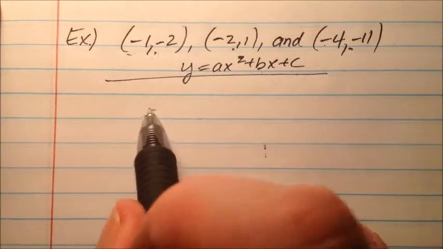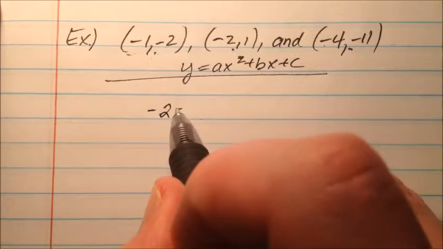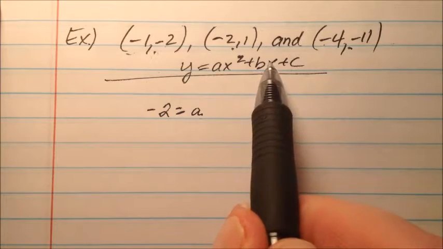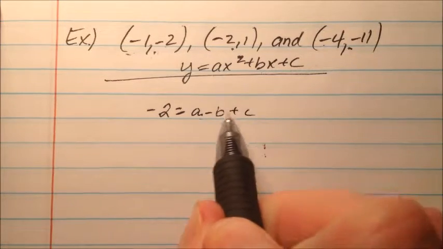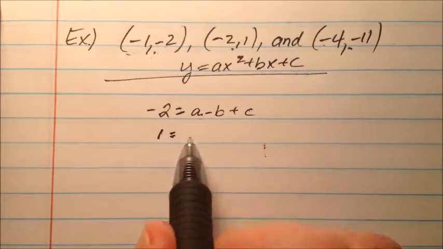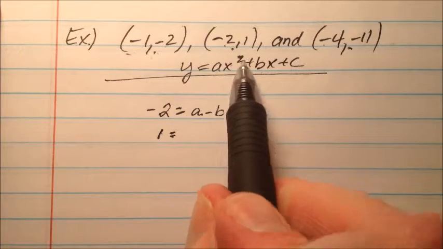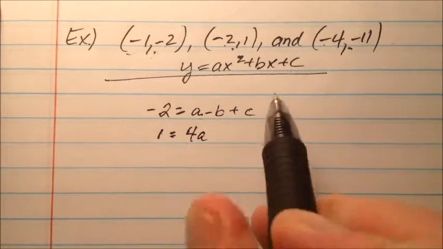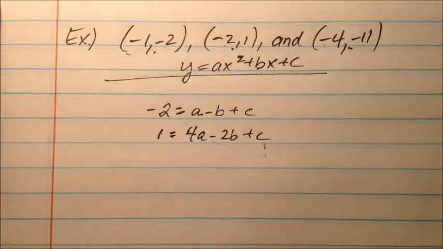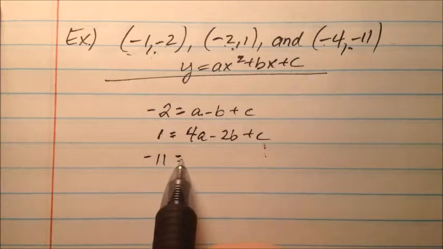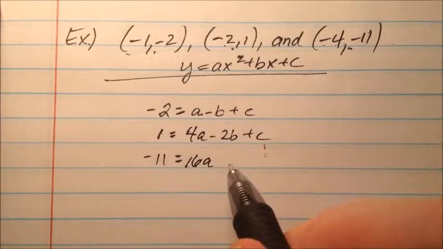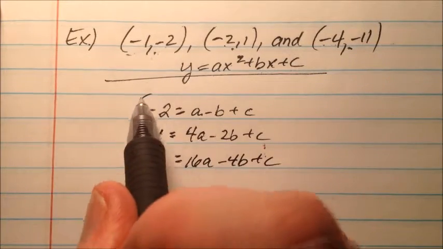So my y value is negative 2, my first one, so negative 2 equals negative 1 squared is 1, so just a, and then negative 1 will be minus b plus c. Okay, my next one, my y will be 1, so 1 equals, I'm going to plug negative 2 in, so negative 2 squared is 4, so 4a, and then negative 2 here would be negative 2b, and then plus c, and the last one will have negative 11 equals, I'll plug my negative 4 in, so negative 4 squared is 16a minus 4b plus c.